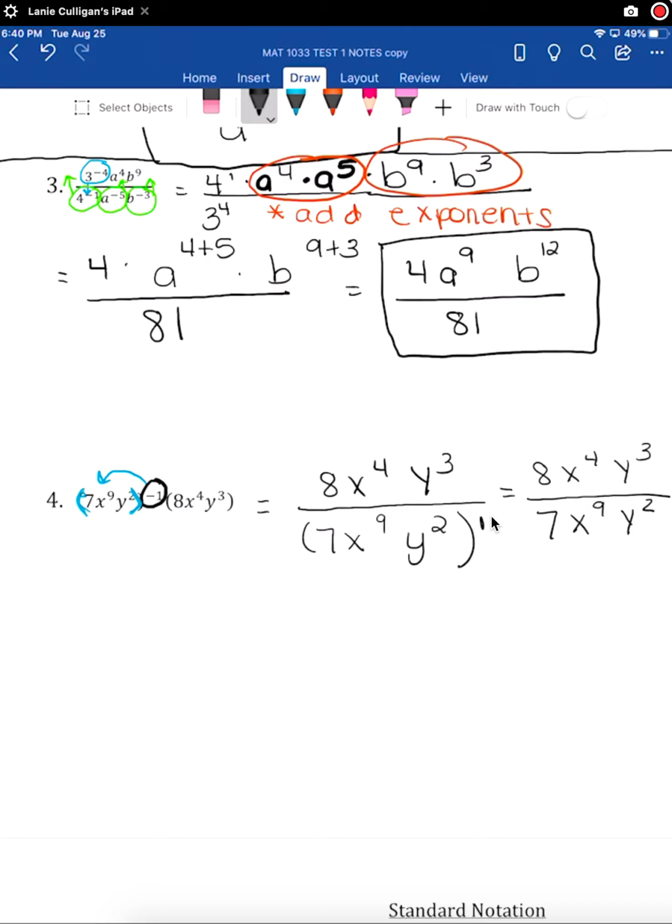So now we can combine some like terms. Dealing with our 8 and 7, there's nothing that 8 and 7 have in common, so I really can't simplify anything with that. So 8's going to stay up top, 7's going to stay on the bottom.